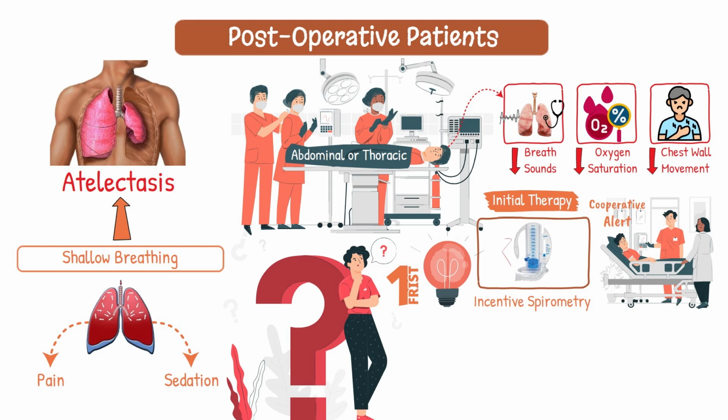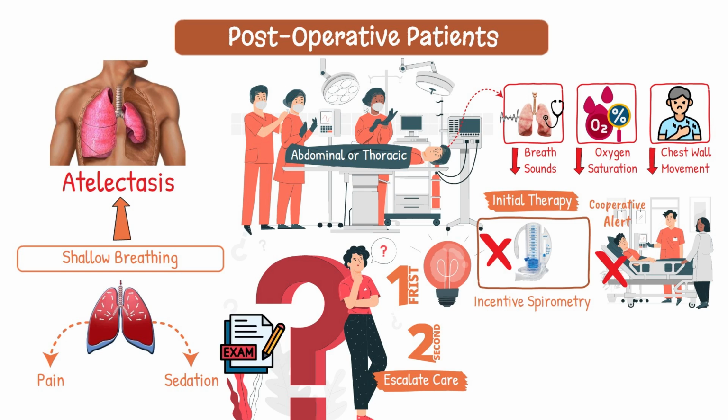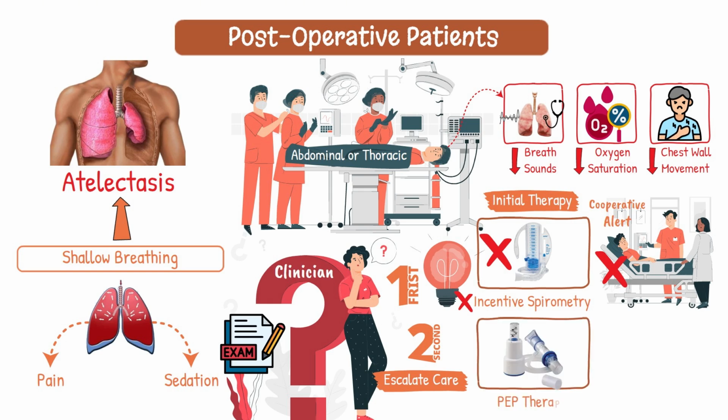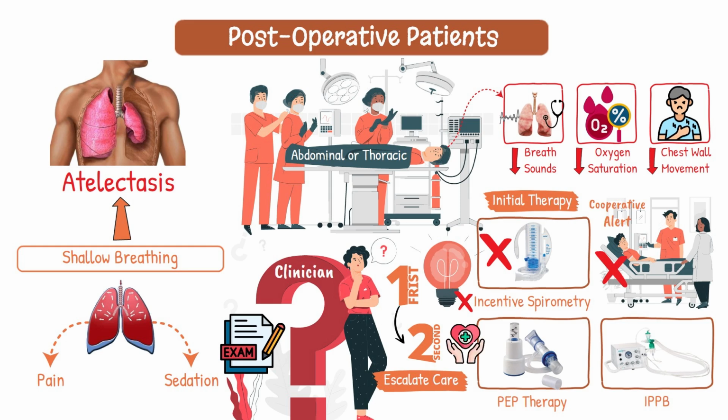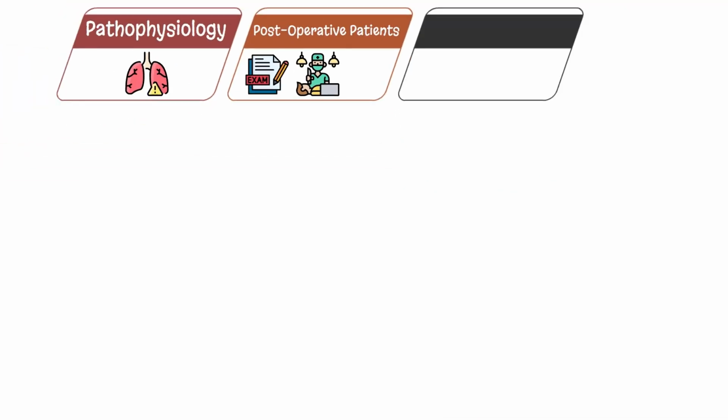If incentive spirometry doesn't work, or if the patient is unable to perform it effectively, the next step is to escalate care. On the board exam, you must think like a clinician. If incentive spirometry isn't enough, you move up to PEP therapy or IPPB. Each step corresponds with a higher level of support, and your job is to determine when it's time to escalate therapy. Another frequent topic is recognizing atelectasis on a chest X-ray.